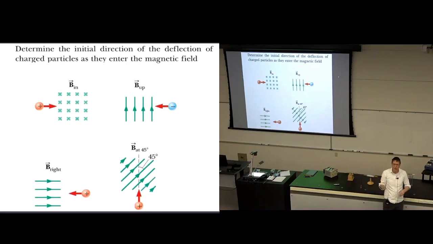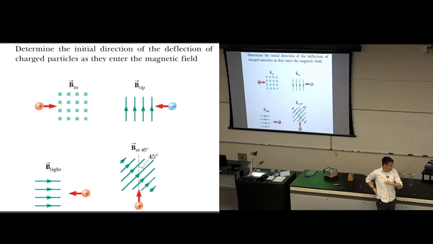What about this one here? Maybe this one looks a little bit more scary, right? The other ones always had right angles conveniently between the V's and the B's. It does look a little bit more scary. We have to maybe be a little bit more careful, but we can use the same rules.